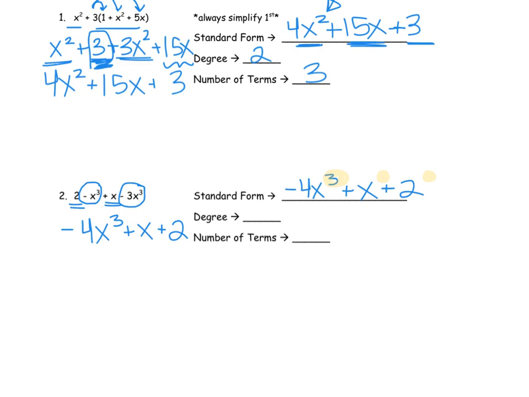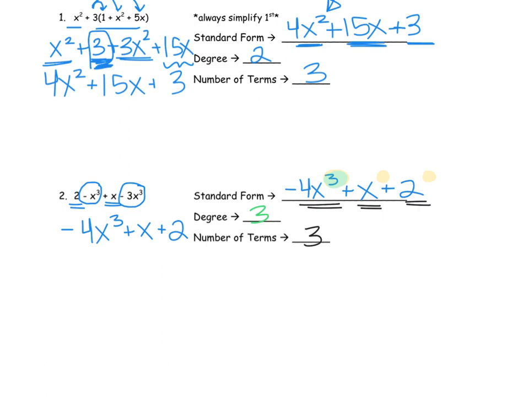The highest degree is 3. This is a cubic function. So we would say that this is a third degree function, or excuse me, a third degree polynomial. And the number of terms is separated by pluses and minuses. So we have 3 terms in this polynomial.